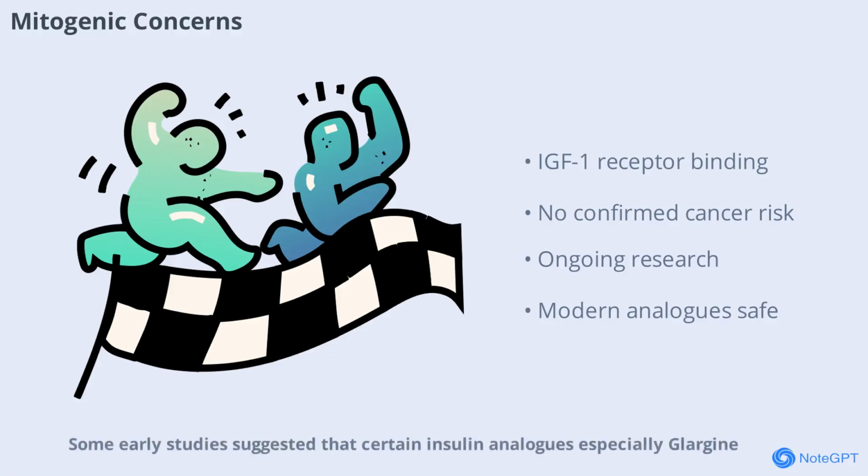Some early studies suggested that certain insulin analogs, especially glargine, might have mitogenic effects by binding to the IGF-1 receptor. However, large clinical studies have not confirmed an increased cancer risk. While this remains an area of ongoing research, current evidence supports the safety of modern insulin analogs.